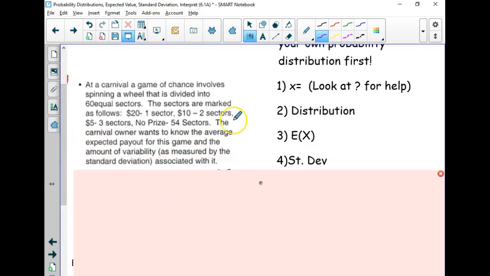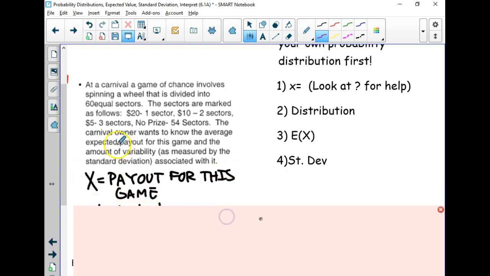So if you go to the last sentence or question, it says the carnival owner wants to know the average expected payout for this game and the amount of variability. So x is equal to the payout for the game. That's what the question is about. Number 2, we need to actually come up with the distribution. So when I come up with the distribution, I'm going to think about x and then the probability of that happening. So what is x? Well, that's the payout. That's how much the people are going to pay out. So the carnival owners are either going to pay out $20, $10, $5, or nothing.